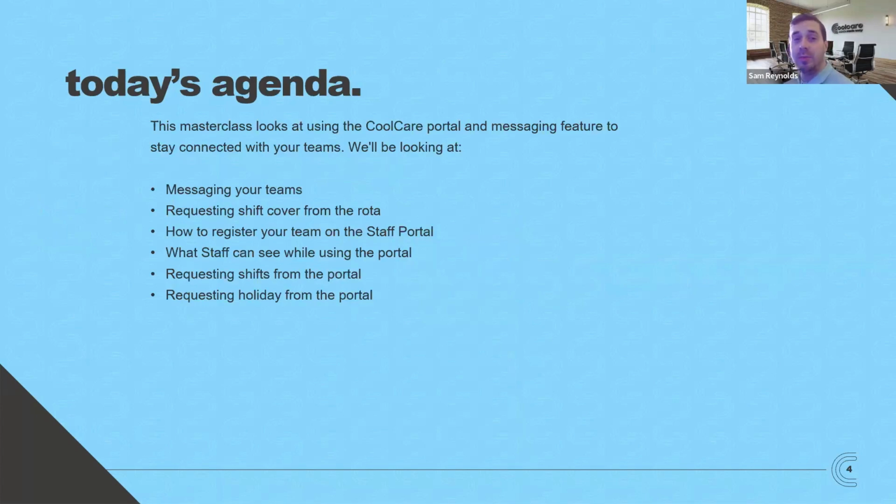So, as I mentioned, what we'll look at today is using CoolCare's portal and messaging features to stay connected with your teams, about that communication with your staff members through CoolCare itself. Looking at messaging your teams through CoolCare, understanding how that works, as well as looking at how it can be messaging from your rota as well, and how you can get the staff portal running for your staff members, and how they can use that to interact with CoolCare in a couple of different ways, requesting different things on the system, looking at the rota and the calendar side of it as well.